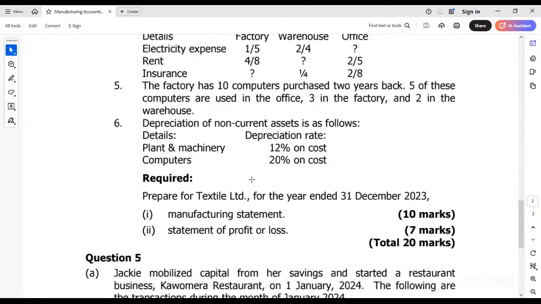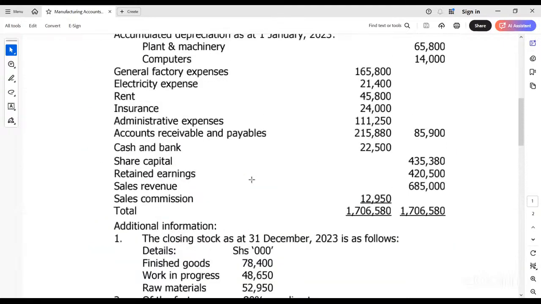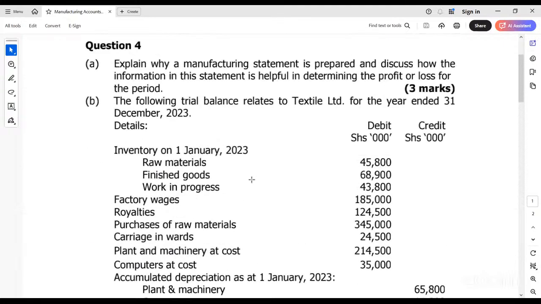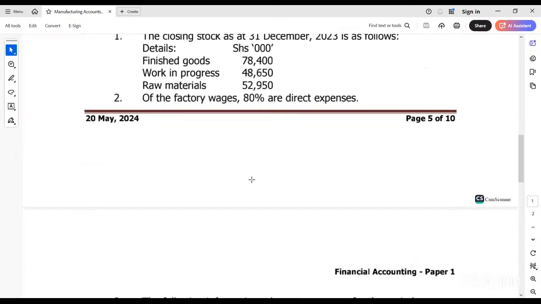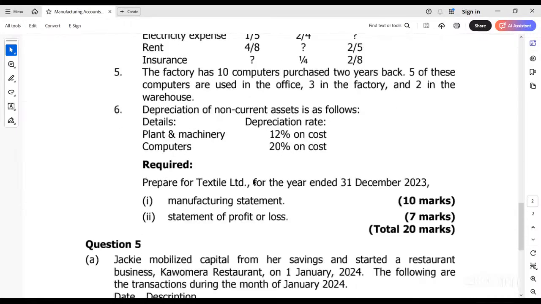You were given a trial balance, as you can see, for this company, Textile Limited. We are given a trial balance with some additional information, and then you are required to prepare for Textile Limited for the year ended 31st December 2023 a manufacturing statement, and then you are also required to come up with the statement of profit or loss. So we prepared the manufacturing statement already.